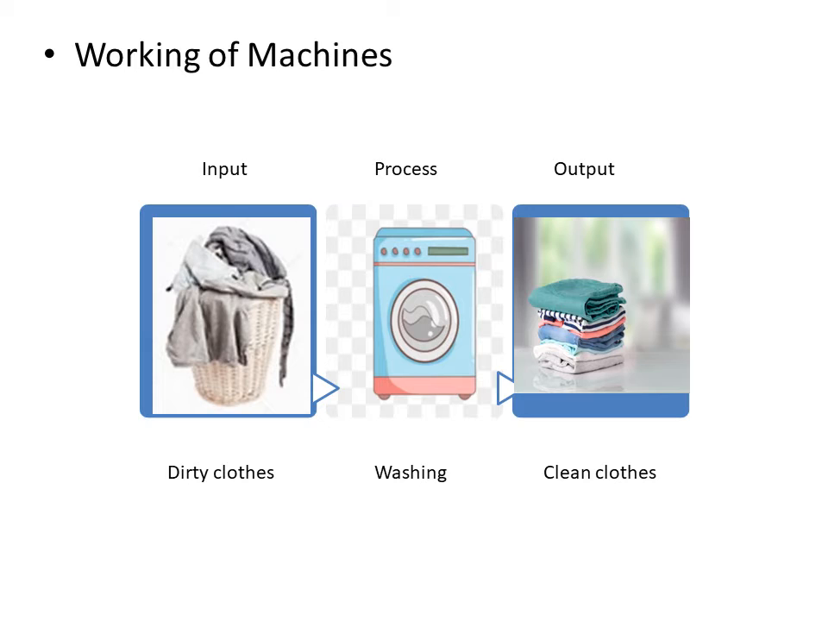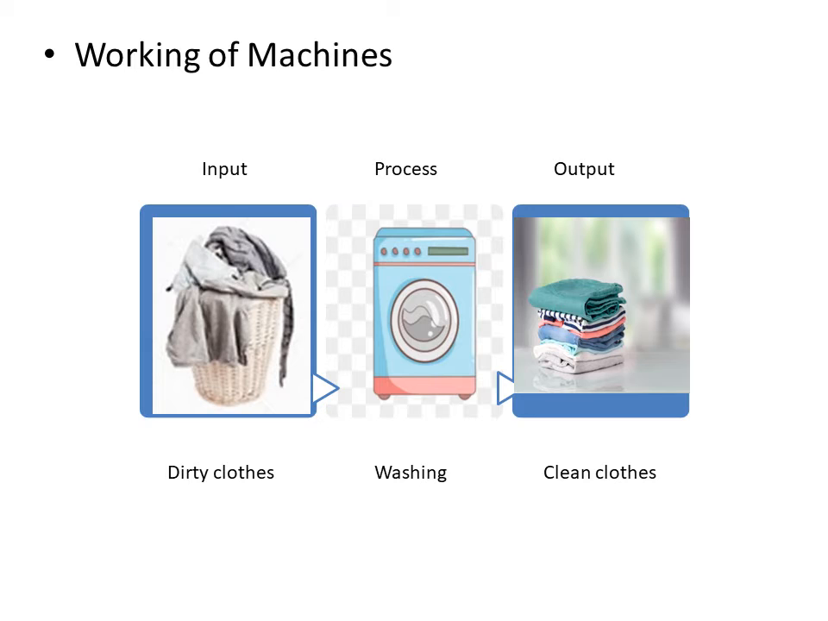How machines work. As you know, computer is a machine and we give the commands to process it. Okay, so let us find out how this washing machine works. First we will take dirty clothes as you see in the picture, then we will put them in the washing machine. And this machine will process it and it will clean all the dirty clothes.